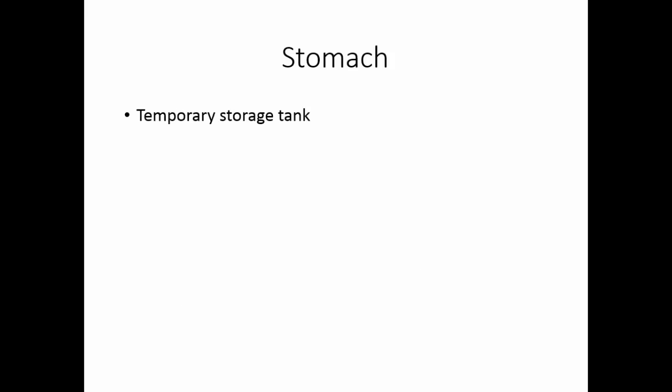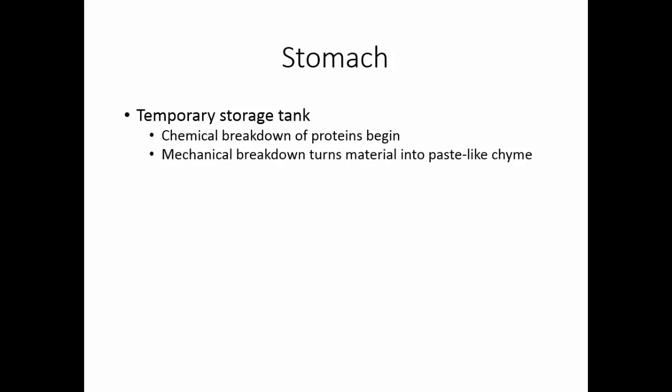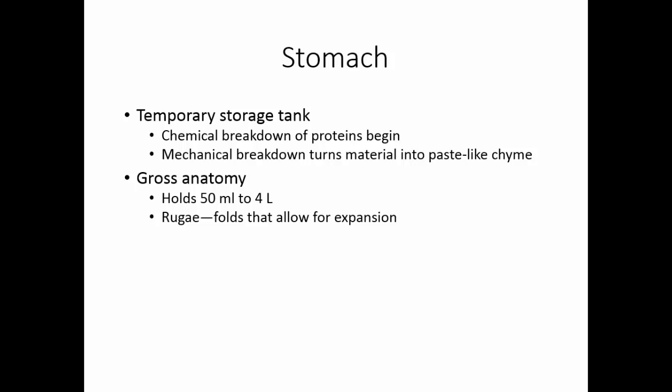The stomach is a temporary storage tank for food. Chemical breakdown of protein begins here, and the mechanical breakdown that occurs here turns the material that enters the stomach into a paste-like substance known as chyme. The stomach holds 50 milliliters to 4 liters. 4 liters is about a gallon. There are rugae, or folds, in the inside of the stomach that allow the stomach to expand greatly.